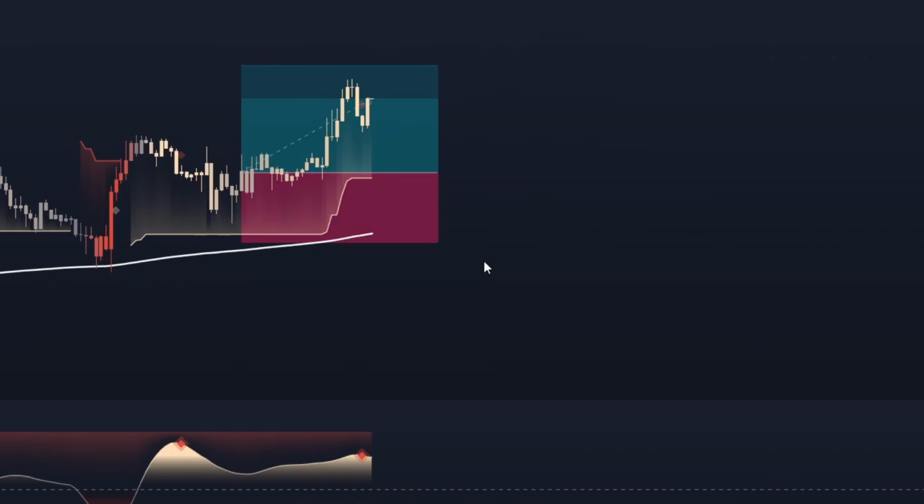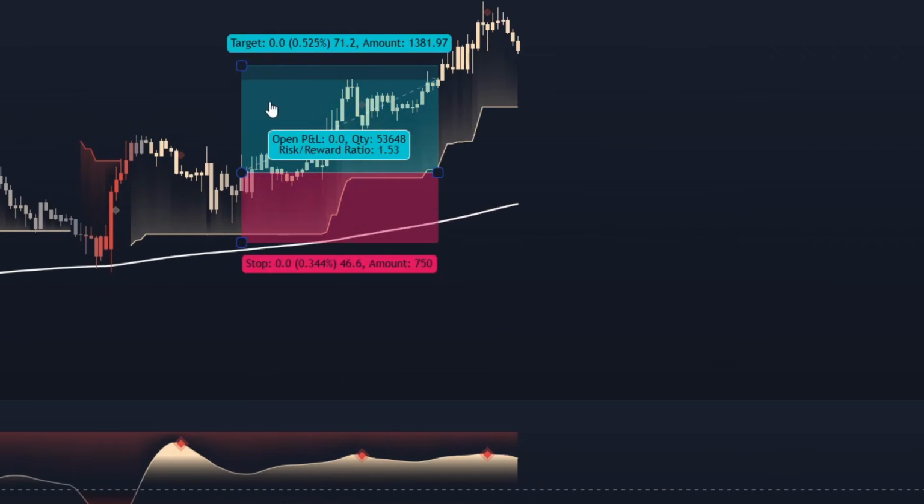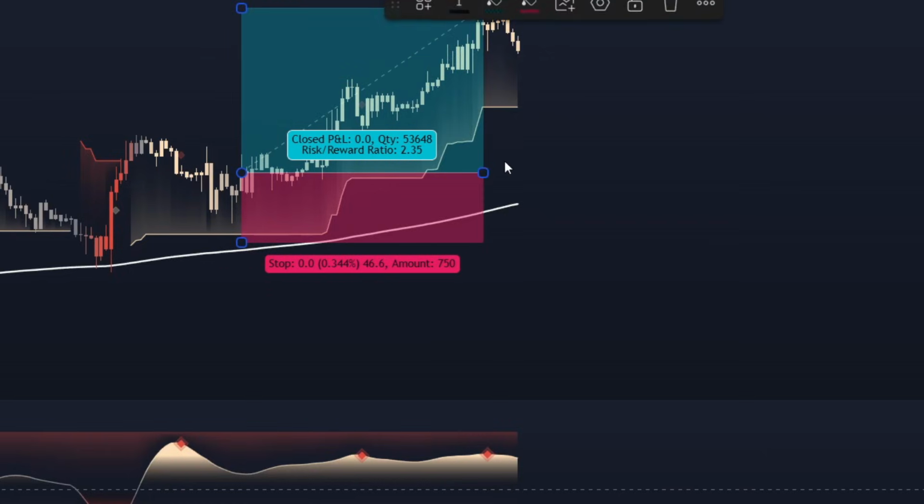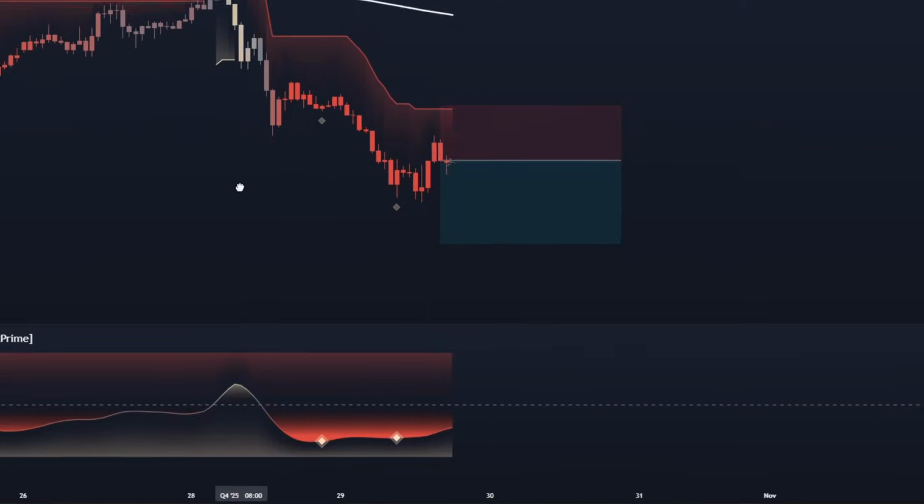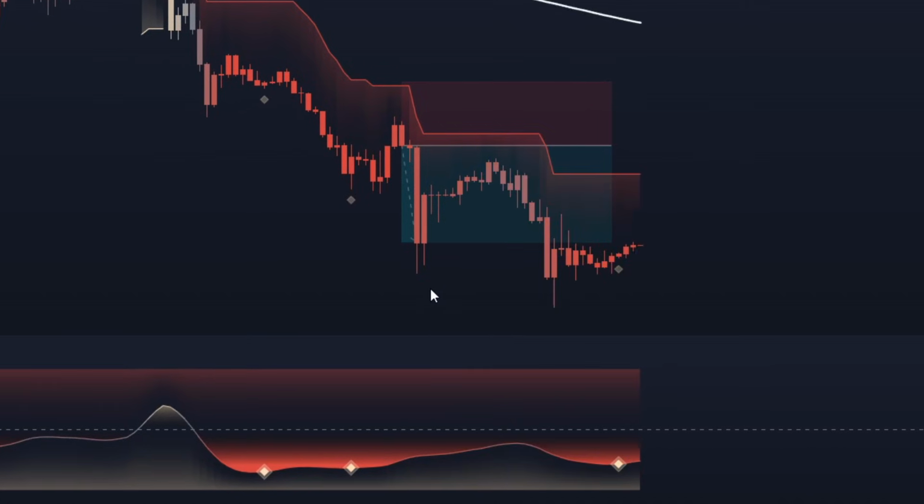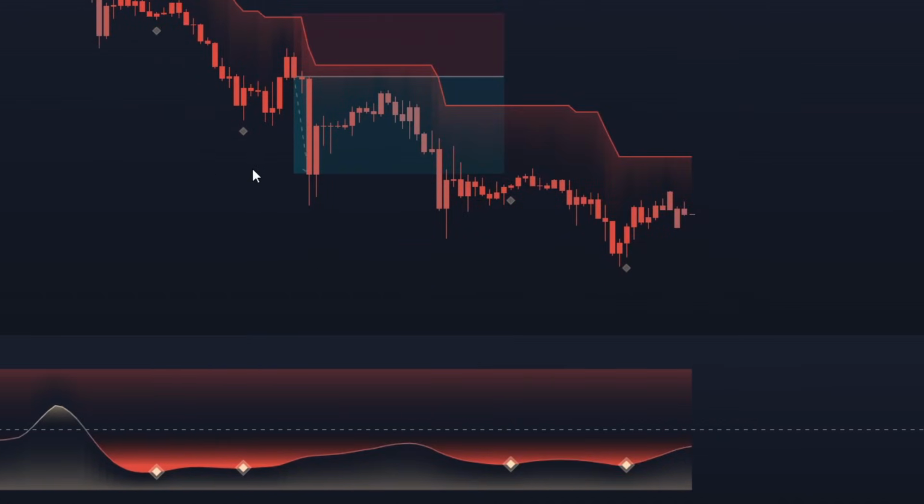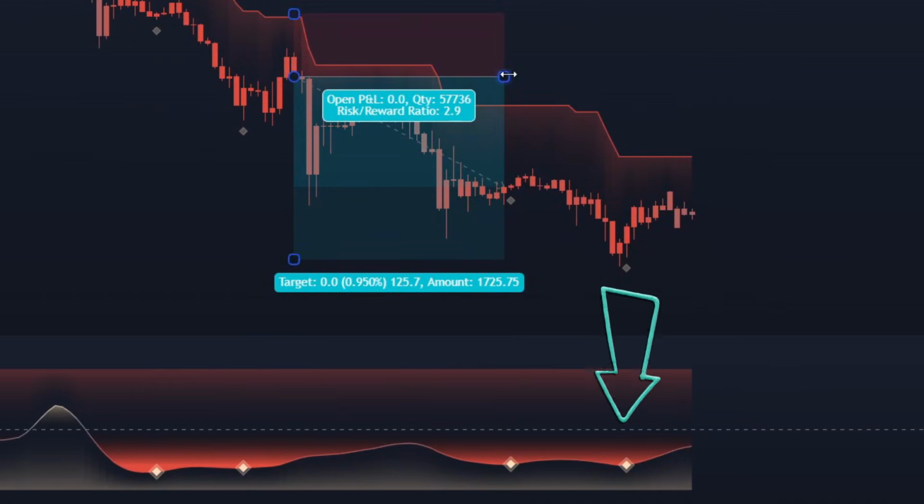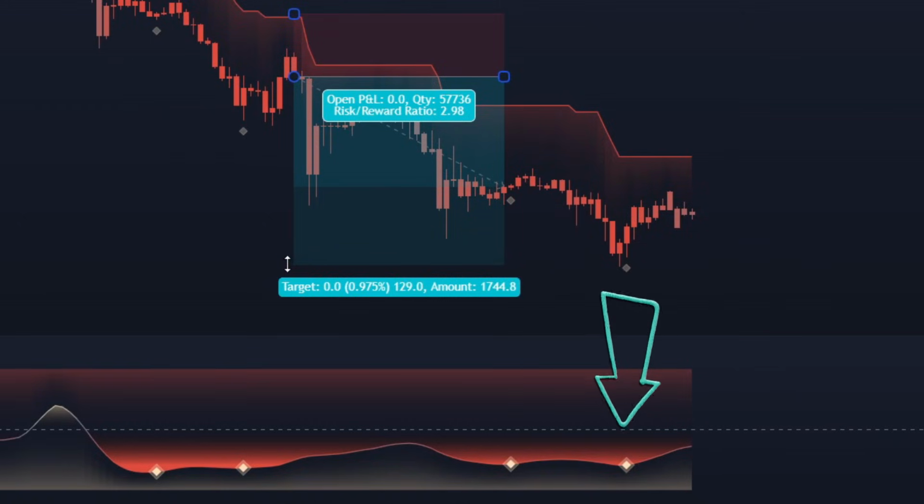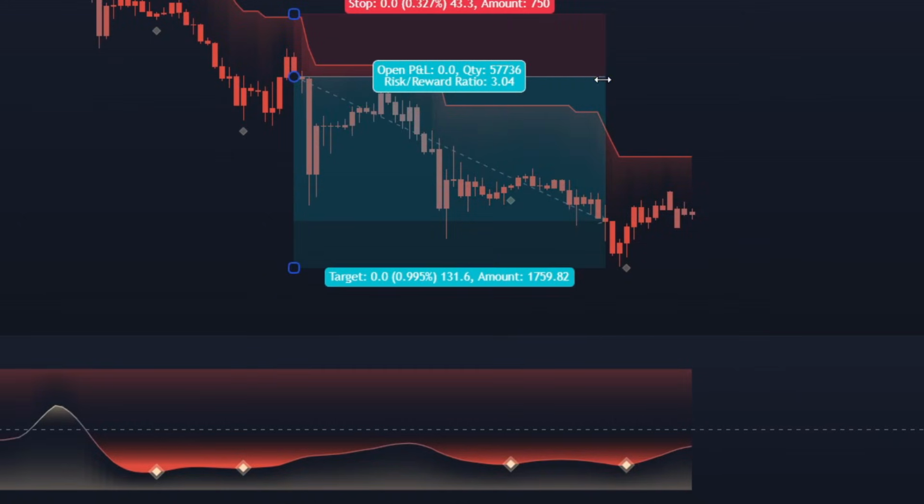We need to know how strong the move really is, when price is stretched, and when a pullback actually makes sense to trade. That's exactly what this new Supertrend Oscillator solves. Instead of just flipping colors, it measures how far price is from the supertrend and converts that distance into an oscillator that is adjusted for volatility.